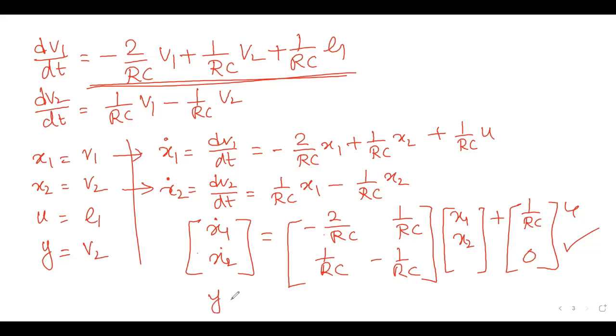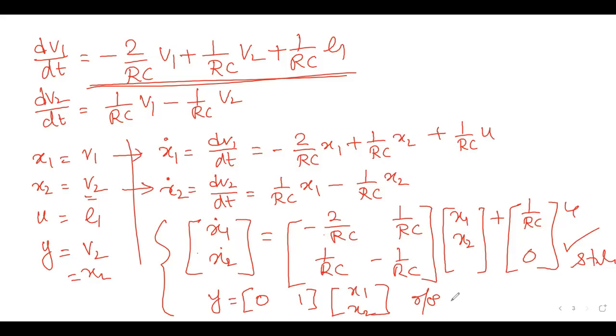This is the state equations. And what about the output? Y equals V2 is the output. V2 means x2, so Y equals x2. So Y equals 0, 1 times x1, x2. This is the state equation and this is the output equation. These two are the SV form, state variable form. Okay, that's it for today.